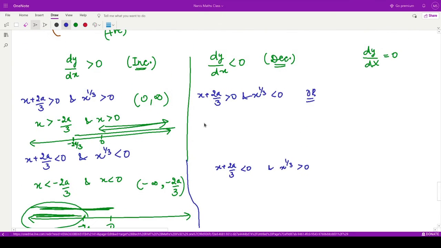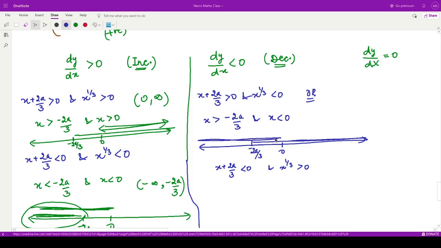So when you solve this one, you would have x greater than minus 2a upon 3 and x less than 0. So that means whenever you have some real line, 0 over here, minus 2a upon 3. When x is greater than minus 2a upon 3, we are saying x is somewhere here. And when x is less than 0, x is somewhere here. So the common portion here is this one. So our interval here is minus 2a upon 3 to 0.